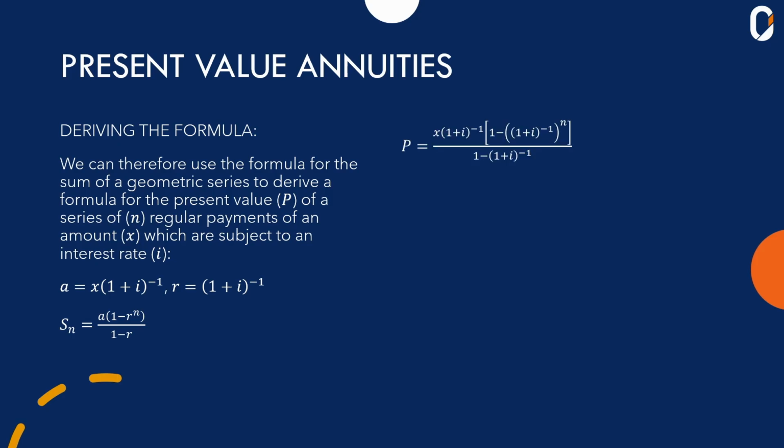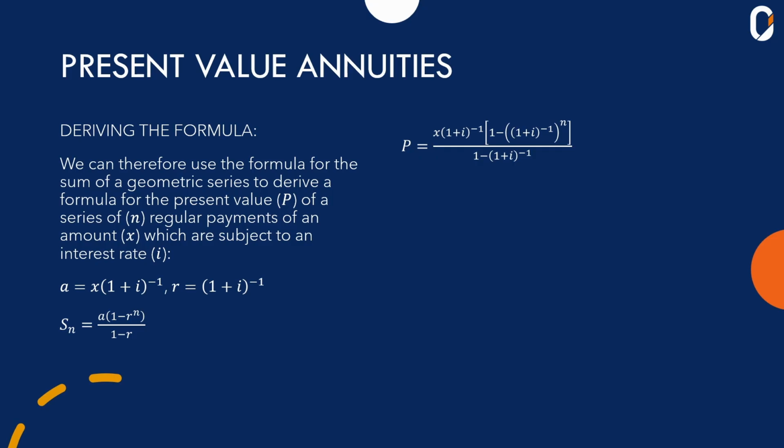And now substituting everything into my formula, the Sn becomes the P, that is the present value, is equal to x multiplied by (1 + i)^(-1), multiplied by [1 - (1 + i)^(-1)]^n, all divided by 1 - (1 + i)^(-1).